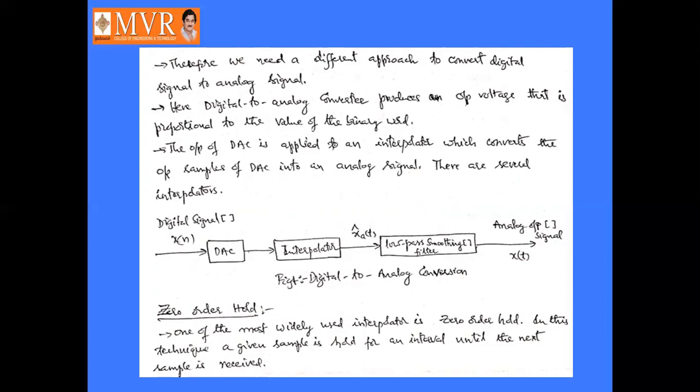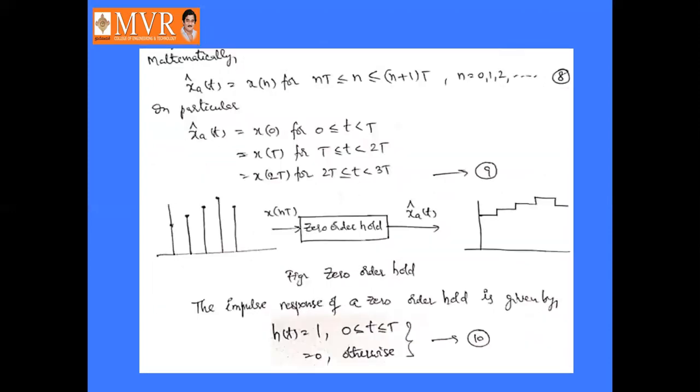There are several interpolators. So here, the digital to analog converter is like this, the DAC. After the DAC, an interpolator is introduced, and the output of the interpolator is x hat of t. After that, they will introduce a low pass smoothing filter so that the signal will be smoothed and we get a smooth analog output here. There are several types of interpolators; here the interpolator is the zero order hold interpolator.